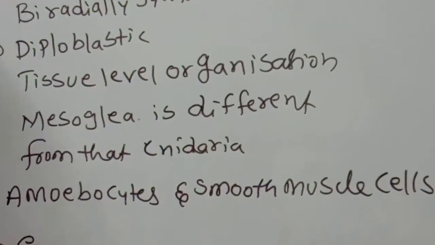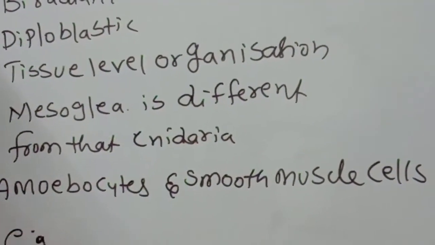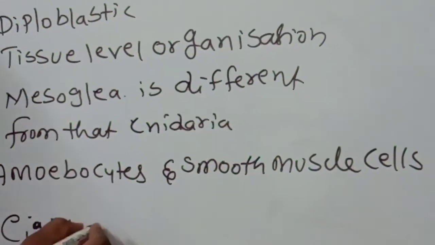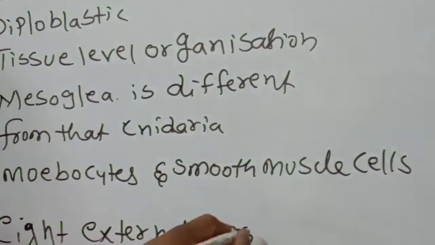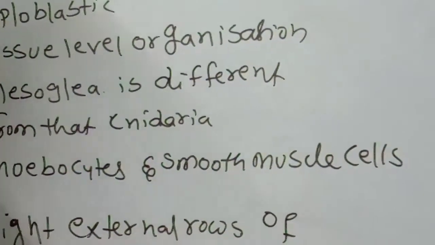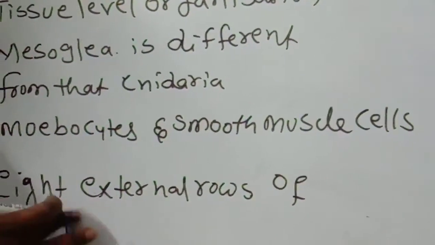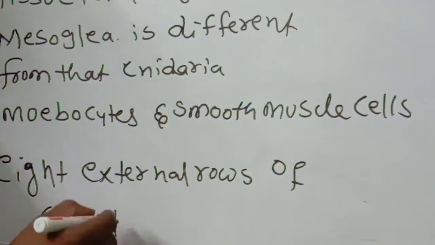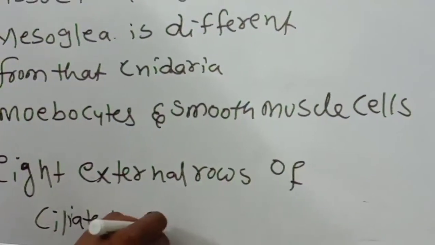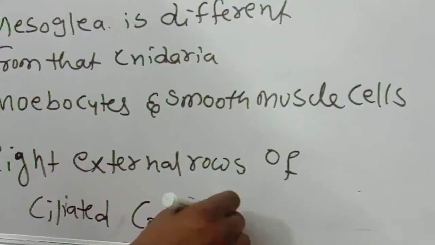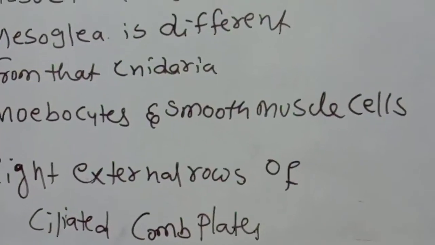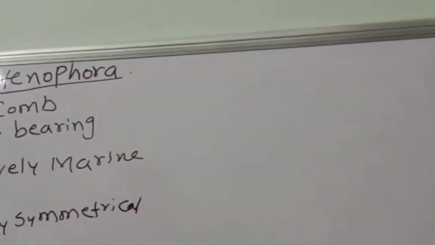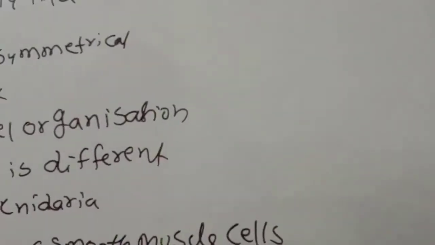They have, this is the most important thing, eight external rows of ciliated comb plates. Most important point in Ctenophora: ciliated comb plates, which help in locomotion. Comb jellies. Very, very important.